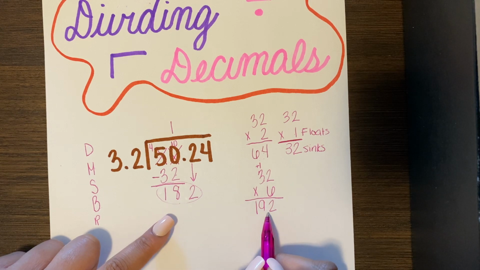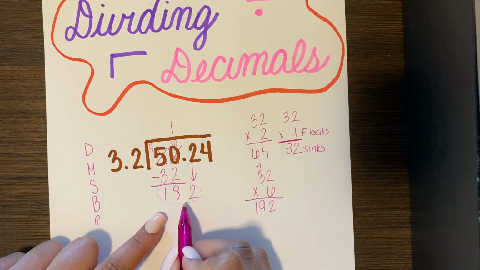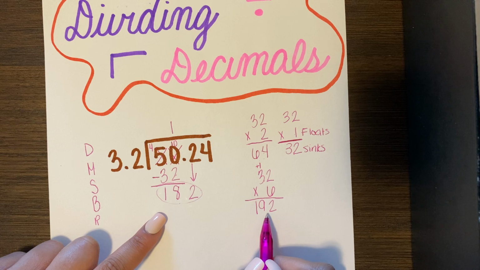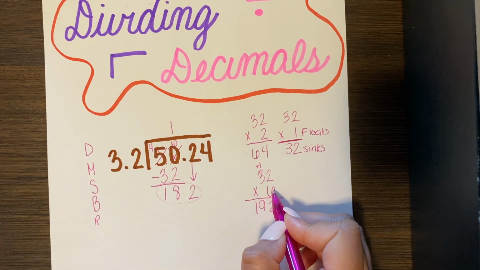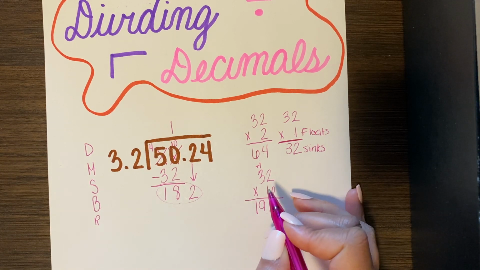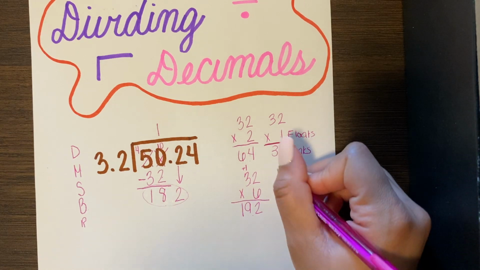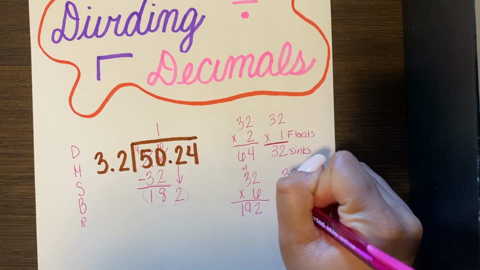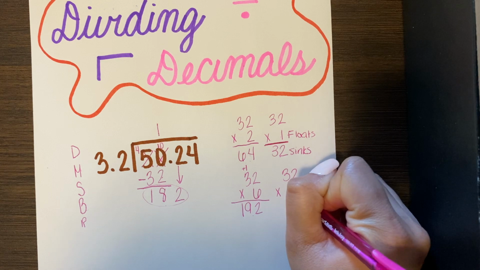Okay, this 192 is bigger than 182. This is too large, so 6 is not going to work. That means we need a number smaller than 6. Let's just go one lower. So we're going to do 32 times 5.